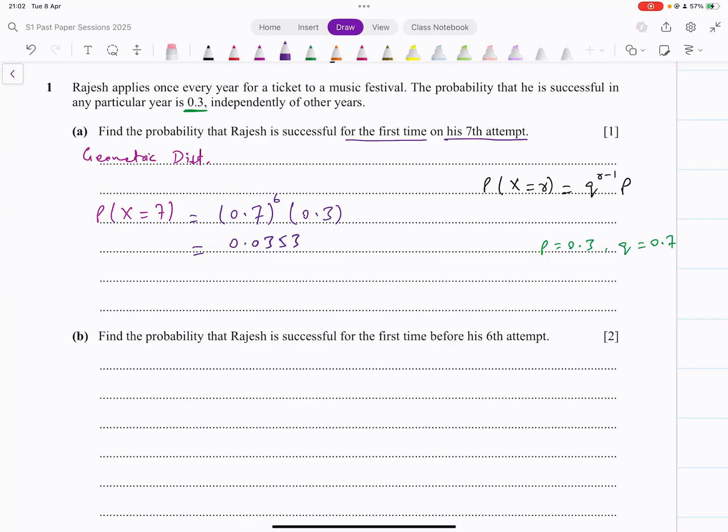Okay. Let's look at the second part now. In the second part, it says, find the probability that Rajesh is successful for the first time before his 6th attempt. Now we're still talking about first success. He is successful for the first time. So we're talking about first success, okay? But that first success, what's the probability that it comes before his 6th attempt? So what that means is we are looking for probability of x being less than 6, right? That's the probability that we're looking for. Probability that the first success comes before the 6th attempt.